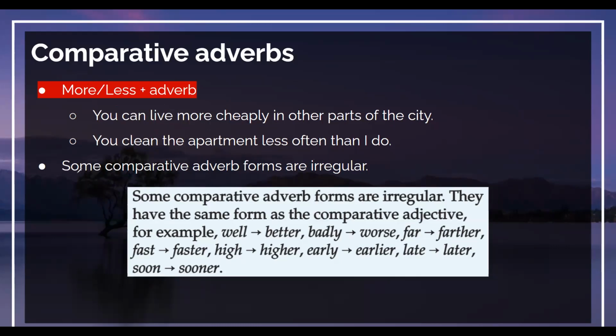Okay, something you have to be careful about is that some comparative adverb forms are irregular, so they don't really follow the "more" structure. For example, if you want to say "well" in a comparative form, you don't say "more well," you say "better." When it comes to "badly," you don't say "more badly," you say "worse." The same is true for far and farther, fast and faster, high and higher, early and earlier, late and later, and soon and sooner. Those are the most common ones, and I suggest you learn them.